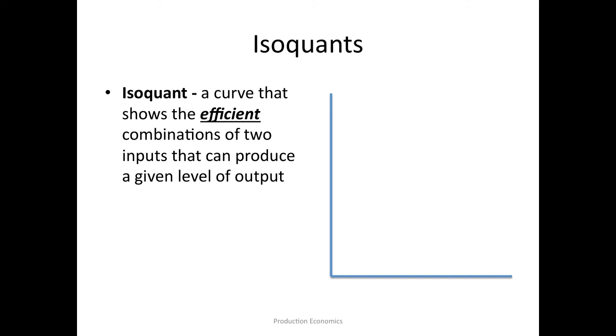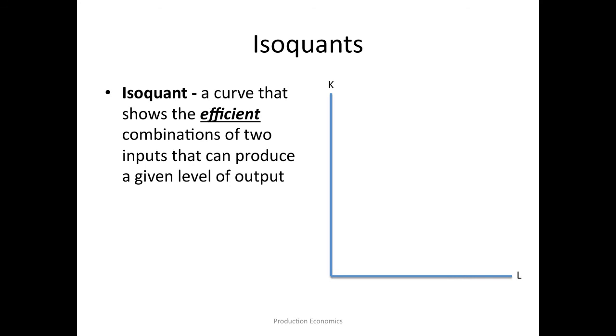Now again, remember, an isoquant is a curve that shows the efficient combination of two inputs that can be produced at a given level of output. Now that's an important point, that it's efficient. This is the most that we can get from those two inputs. What I'm going to do is draw a diagram where I have an X and a Y axis. The Y-axis is going to be the units of capital that I use in the production process. The X-axis is going to be the units of labor that I use in the production process.